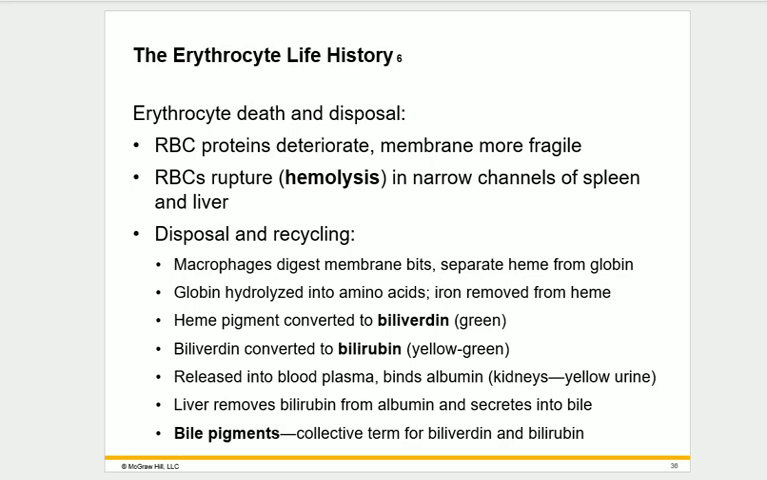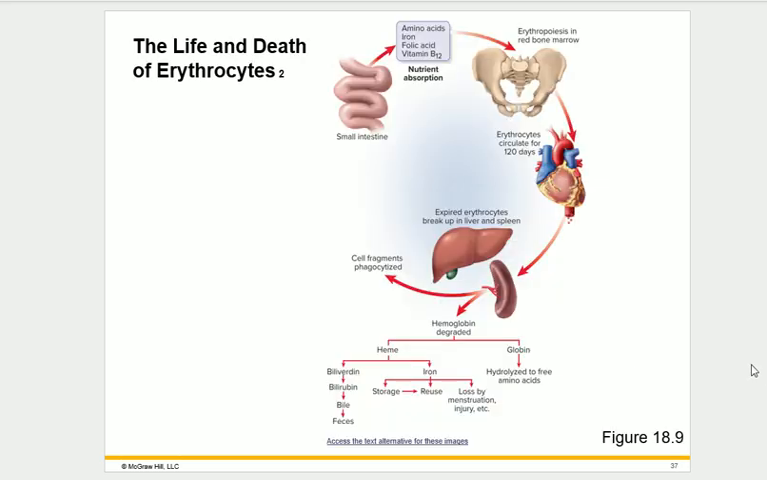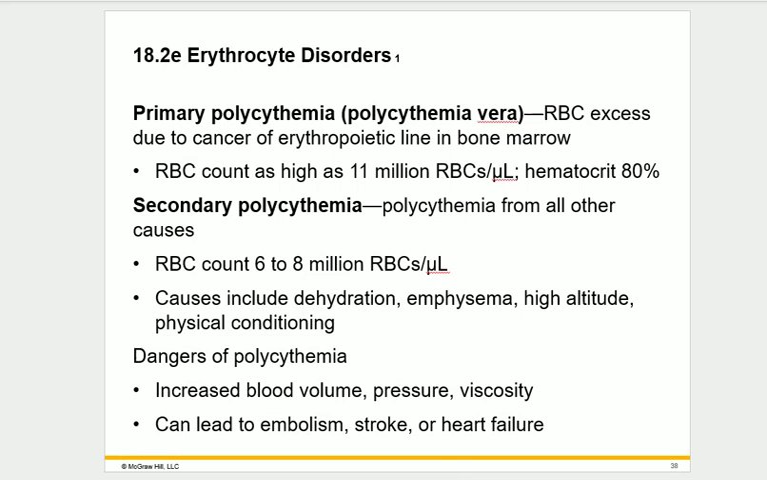And then the liver removes it from the albumin and secretes it into the bile, where it imparts a dark green color as the bile becomes concentrated in the gallbladder. So good old bile pigments of biliverdin and bilirubin. And then from there, the gallbladder discharges the bile into the small intestine, where bacteria convert the bilirubin to urobilinogen, but we're not going to focus on that one too much right now.